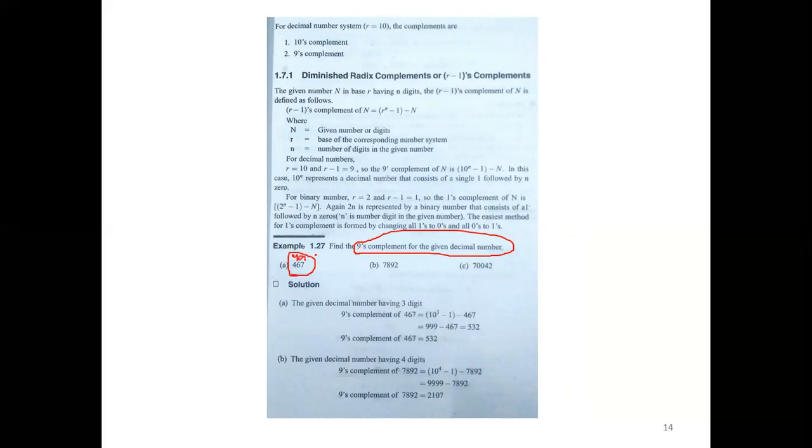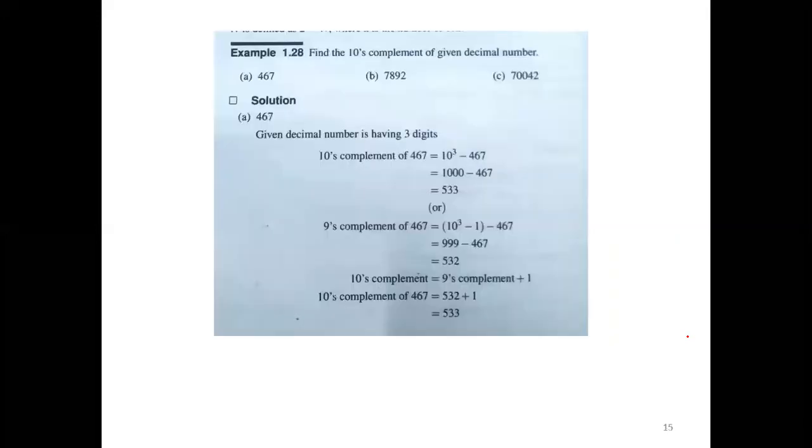That means you have to check how many input digits are available. Here we have 3 digits, so you have to subtract from 999. Then the final answer will be the 9's complement of this value. For the 10's complement, you have to add 1 this way. That's all. This is the simple conversion of 9's complement and 10's complement.